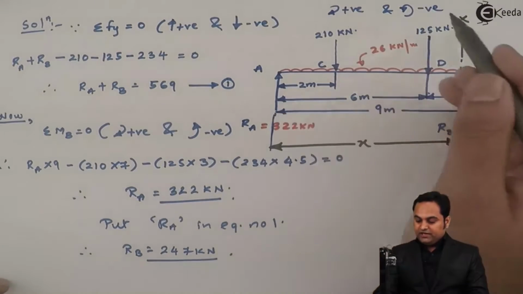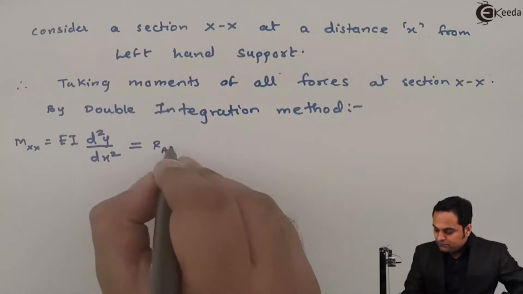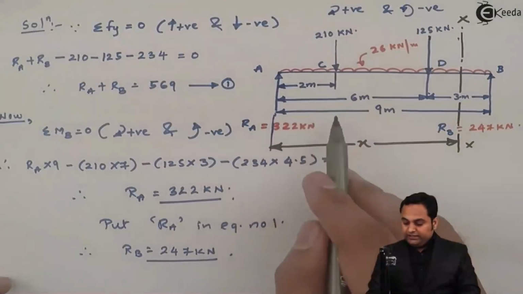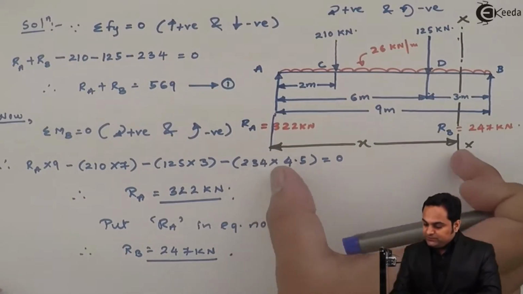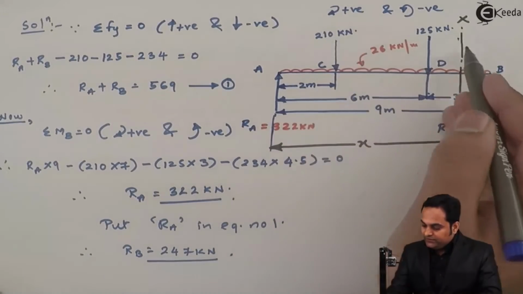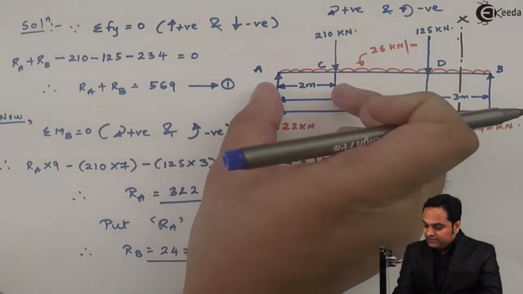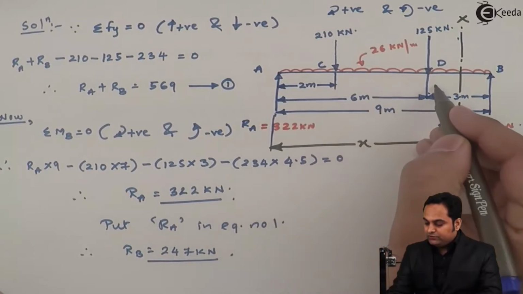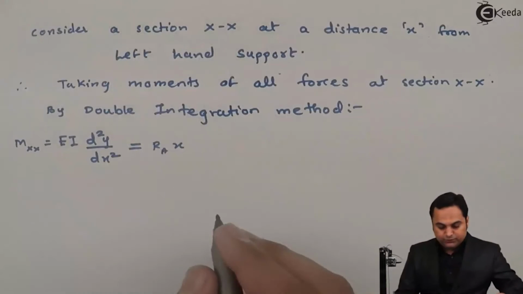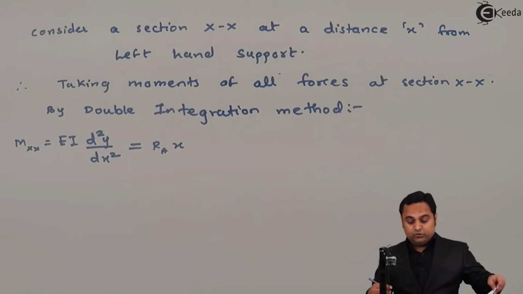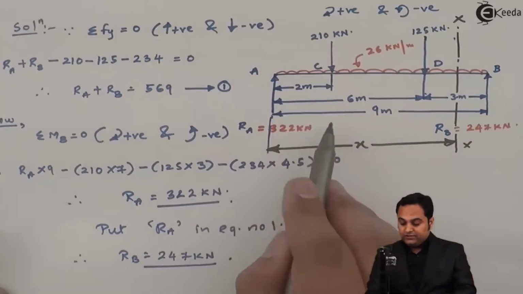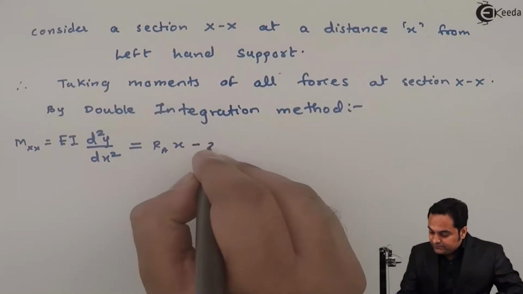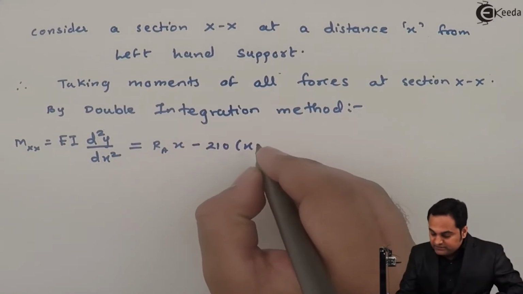So the first thing is RA into x, clockwise. Next we have 210 into, now the distance between 210 and section XX will be x minus 2. x minus 2 will be the distance between the 210 kilonewton force and section XX. And it produces an anticlockwise moment at section XX. So here I have minus 210 into x minus 2.